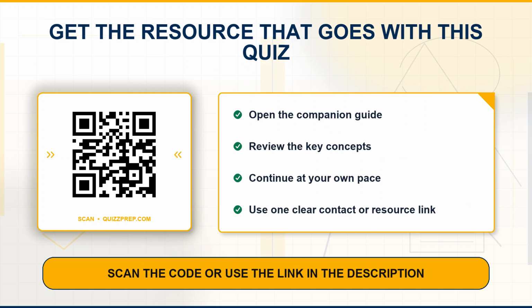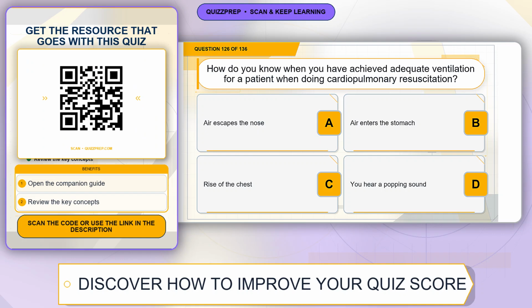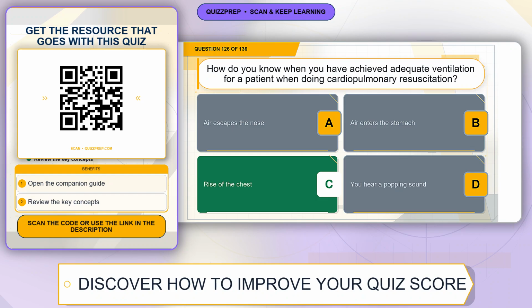Question 126. How do you know when you have achieved adequate ventilation for a patient when doing cardiopulmonary resuscitation? Option A, air escapes the nose. Option B, air enters the stomach. Option C, rise of the chest. Option D, you hear a popping sound. The correct answer is option C, rise of the chest.